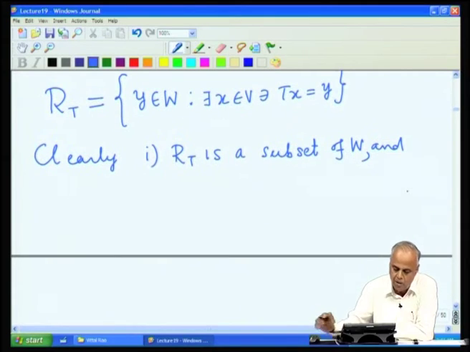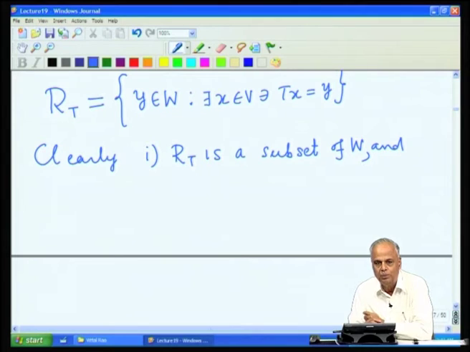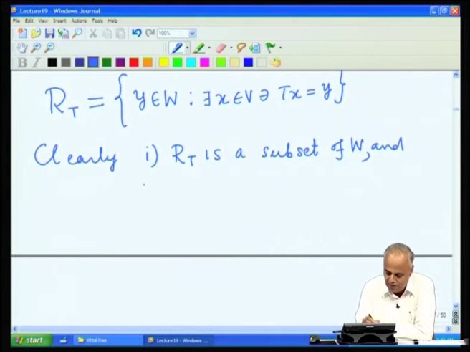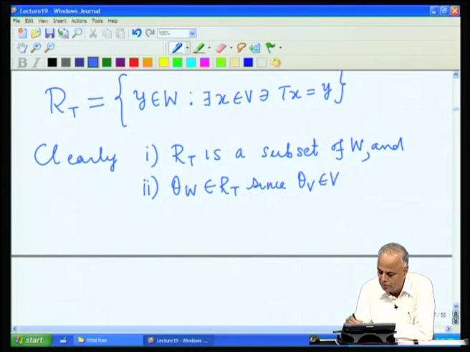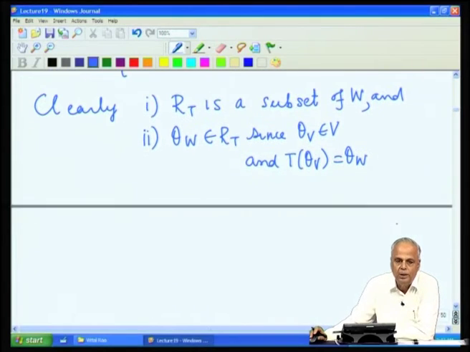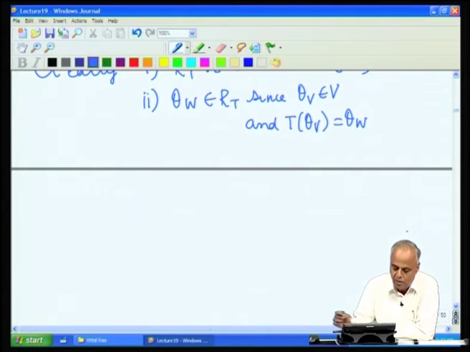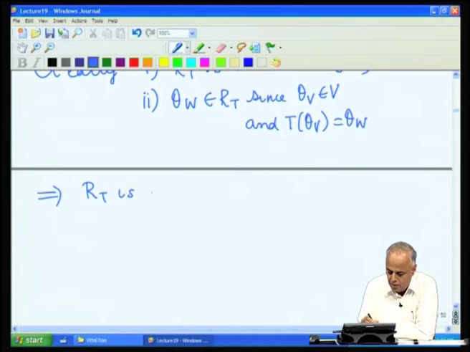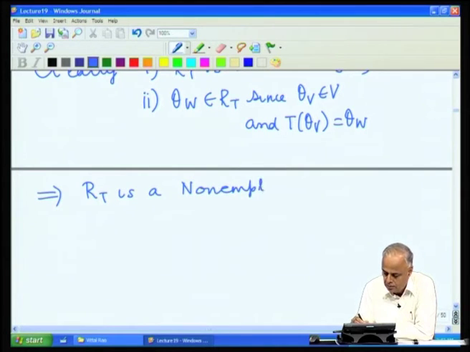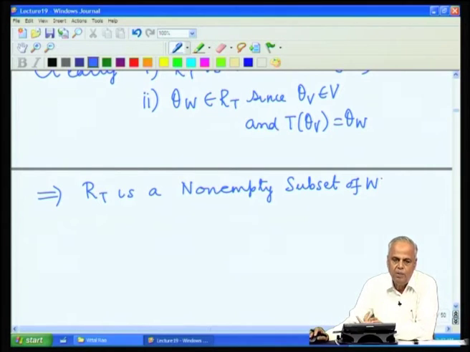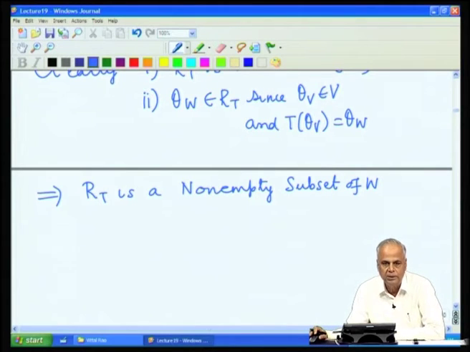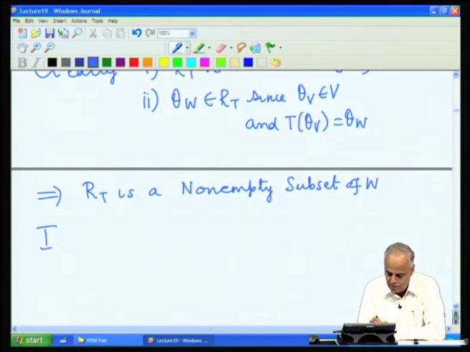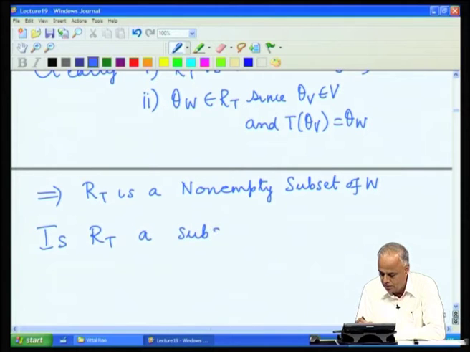and we have already seen that theta V goes to theta W. Therefore, theta W is one of the values taken by T. So, theta W belongs to R T since theta V belongs to V and the value of T at theta V is precisely theta W. So, there is at least one point in R T, therefore, R T is a non-empty subset of W. And as we looked in the case of N T, whenever we have a non-empty subset of a vector space, we are always interested in knowing whether it is a subspace. So, is R T a subspace of W?